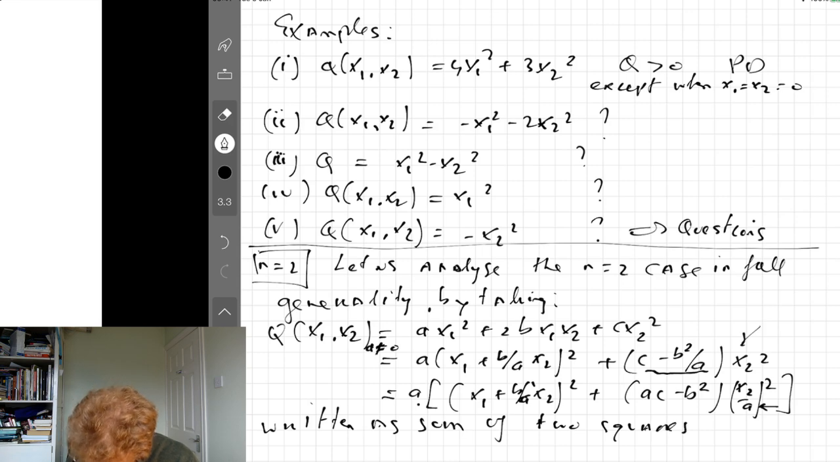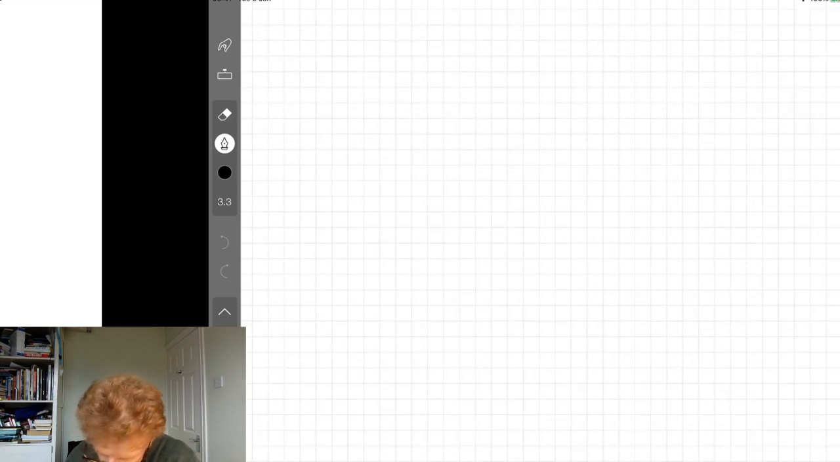So now a, and a times ac minus b squared, which is the determinant of the matrix, determine what cases we have. So recall that a multiplies the first square, and a times ac minus b squared multiplies the second square. Check that this is true. So now we can distinguish the cases.